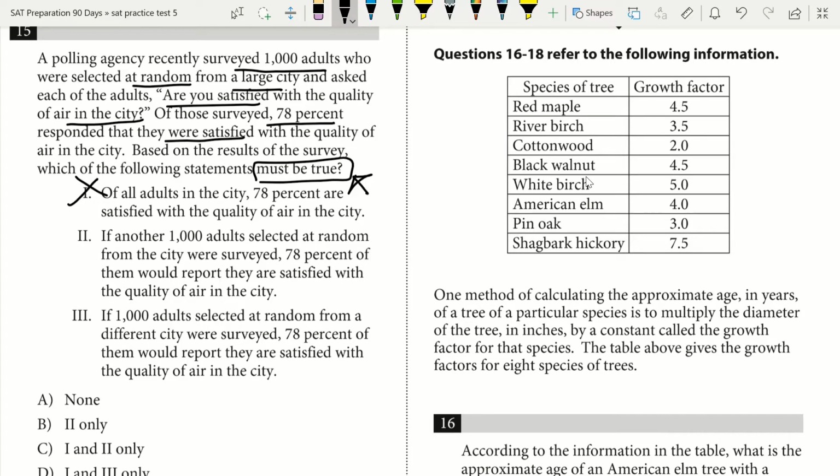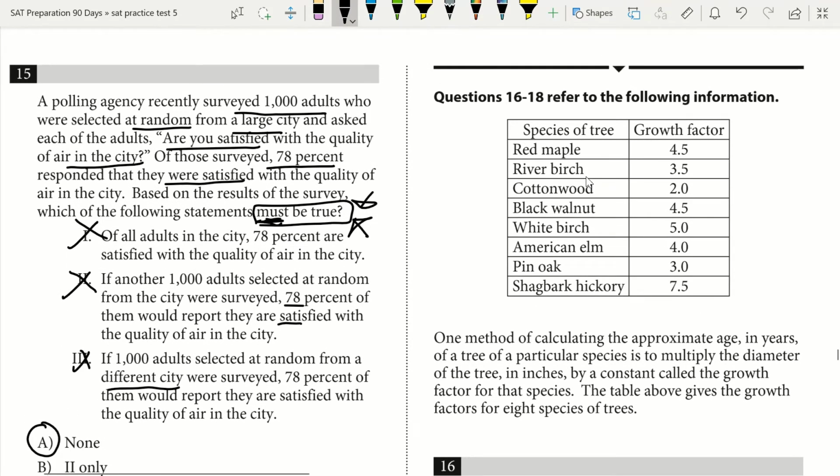Number 2, if another 1,000 adults were selected at random from the city, 78% would report they're satisfied with the quality of air. Once again, that could be true, but it doesn't have to be true. The key phrase is must be true. Next, if 1,000 adults selected at random from a different city were surveyed, 78% of them would report they are satisfied with the quality of air in the city. No, because this is a different city, so that would be incorrect as well. So our answer there is going to be A for number 15. None of those must be true.